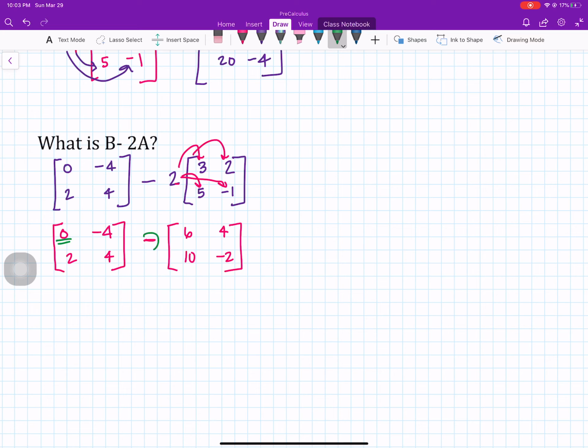So 0 minus 6 is negative 6. Negative 4 minus 4, well, that's just 0. Nope, it's not 0, it's negative 8. See, watch your negative signs. Sometimes it helps to write it out. Then I have 2 minus 10, which is negative 8. And then I have 4 minus negative 2. 4 minus negative 2 will be 4 plus 2, which is 6.